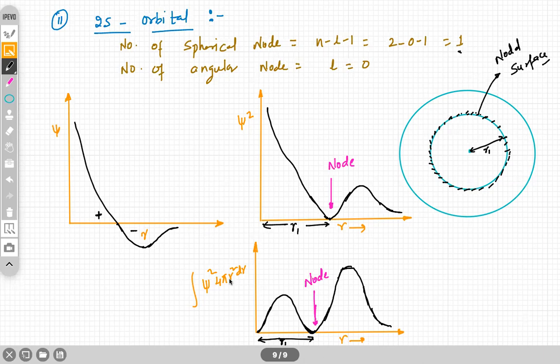Yes, these two I have explained. This one is the amplitude of the electron wave, which can be positive and negative. So this will go below the axis as well. That's why we have written this.